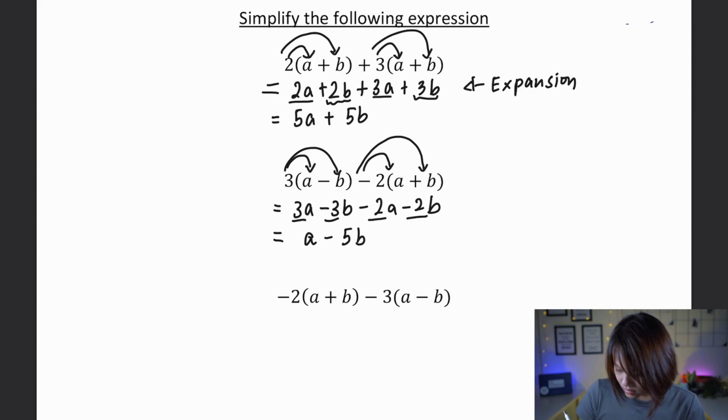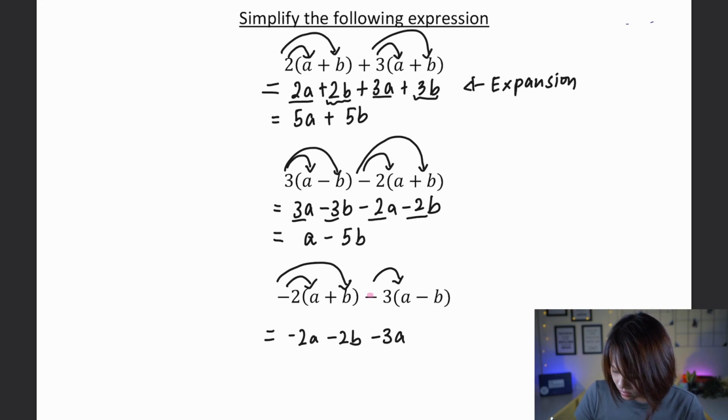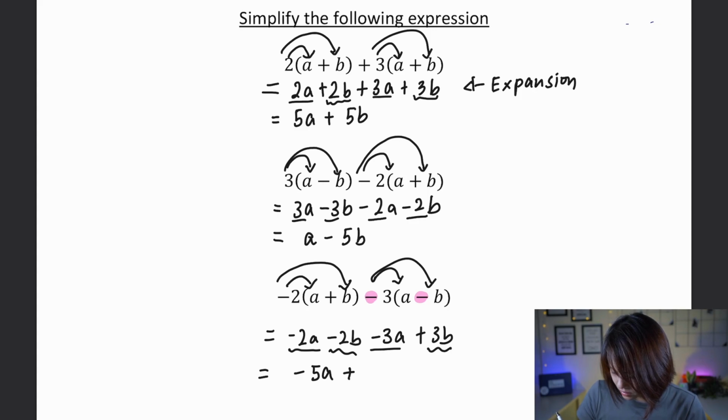Let's look at another example. Applying the rainbow method again, negative 2 times negative a is negative 2a. Negative 2 times b is negative 2b. Negative 3 times a will be negative 3a. And same thing here. If you recall, negative and a negative gives us a positive 3b. The last step will require us to simplify. So negative 2a and negative 3a will give you negative 5a. And negative 2b plus positive 3b will give you positive b.